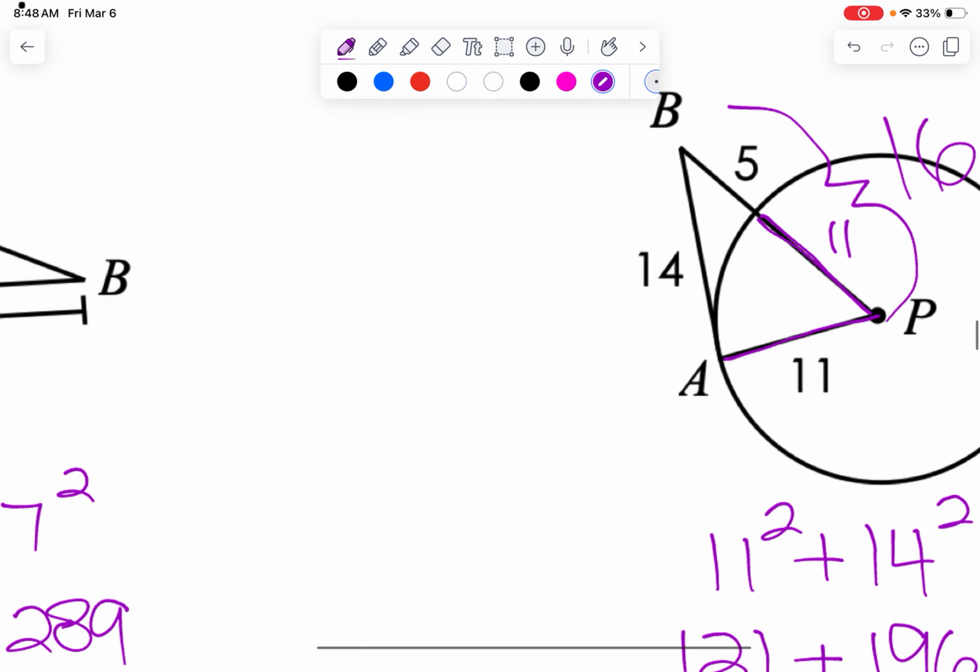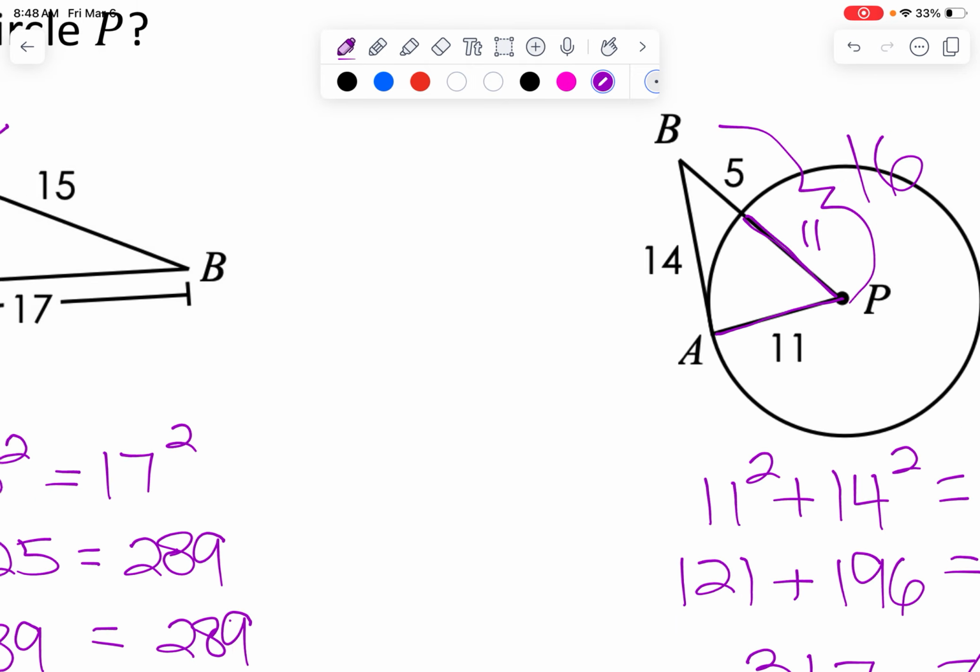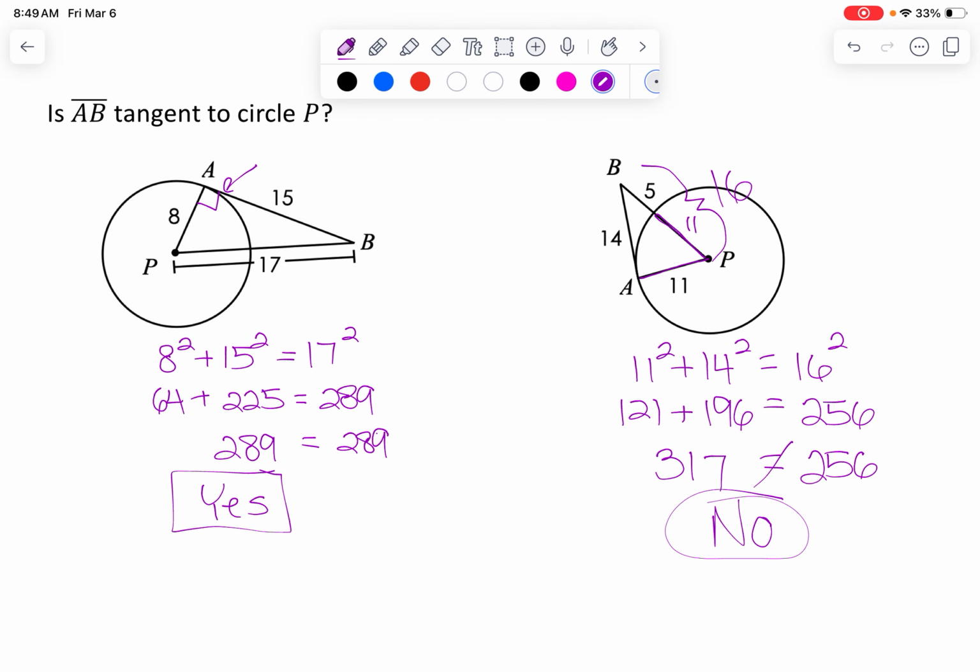Now, it does look like it's a tangent line, doesn't it? And we want to make sure that we're not just assuming from a picture because that can be misleading. So we want to confirm with the math.